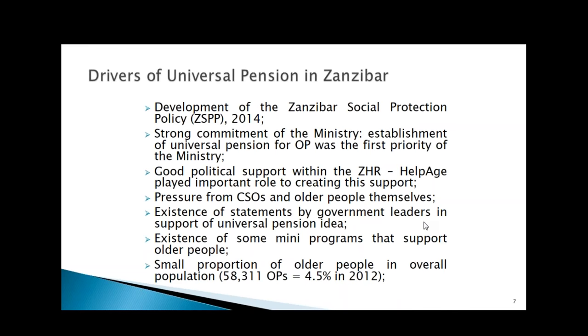But then there was good political support from the Zanzibar House of Representatives, and here, of course, HelpAge played a lot of role in creating awareness and seeking their support, so that when the ministry and civil society organizations were fighting to convince the government to implement the scheme, they could at least support the ministry and join the team.